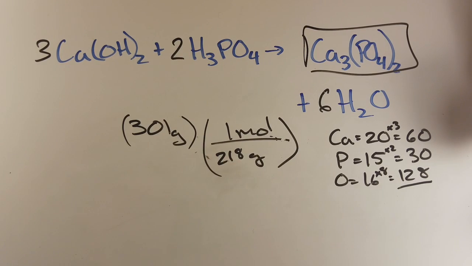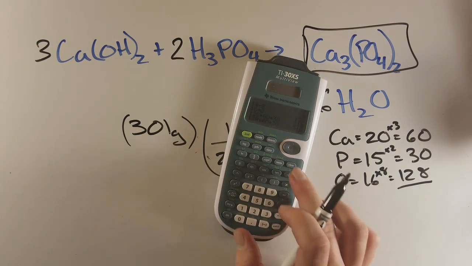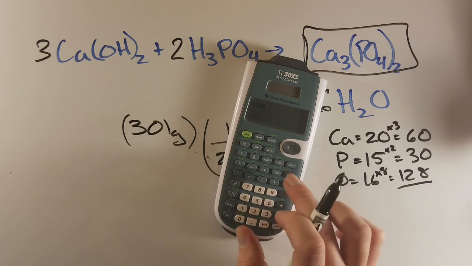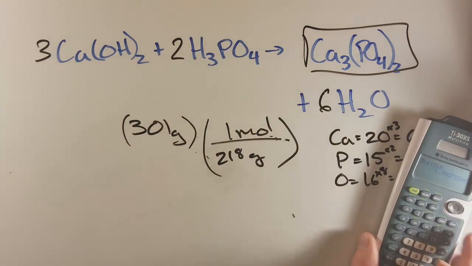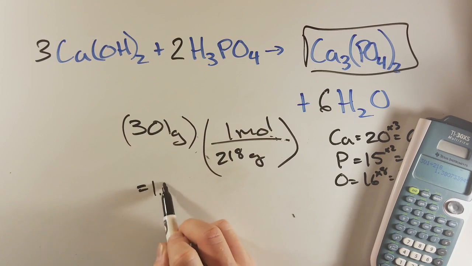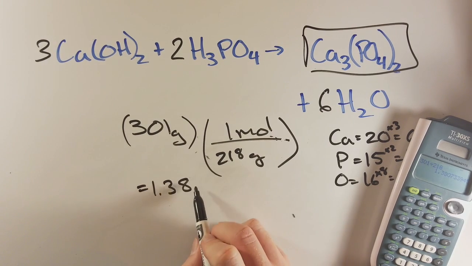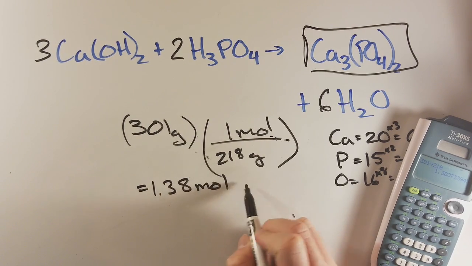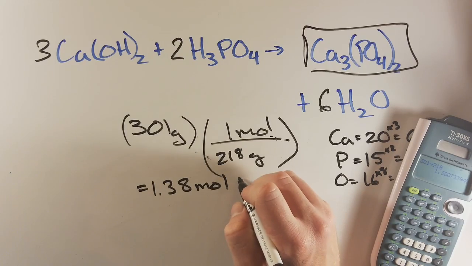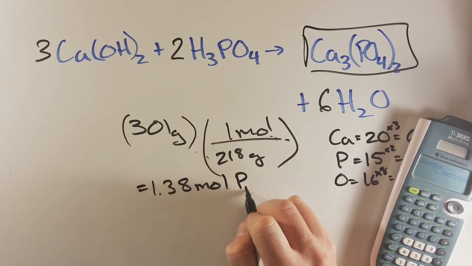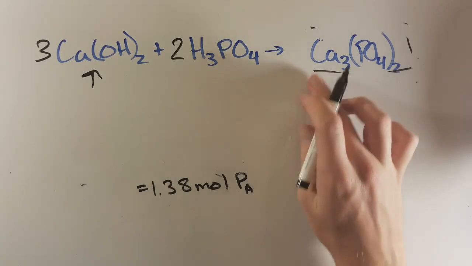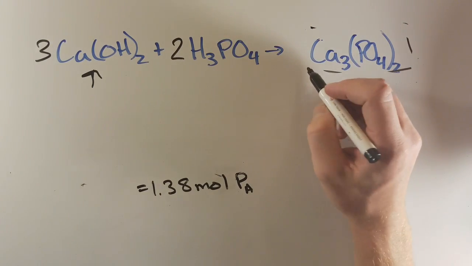Okay, so we need to figure out, dang it, a little bit more calculator work here. 301 divided by 218. This equals 1.38 moles of that. I'm just going to put of product A. Product A. I erased our water, but we don't need water here, so I apologize for that as well.